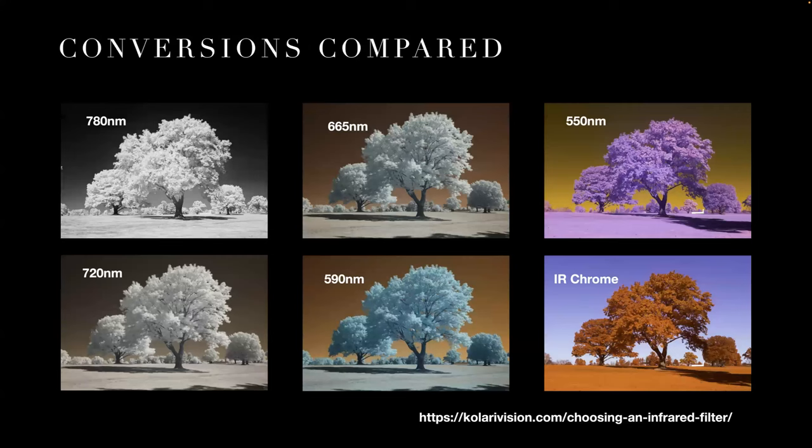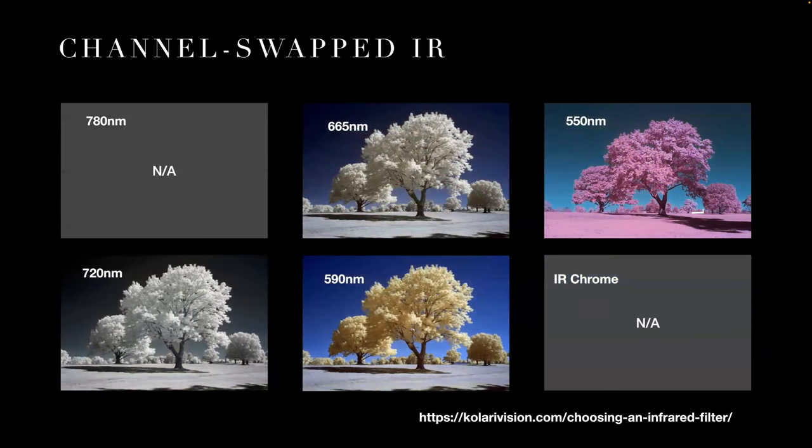So here are some conversions compared. 780, this is standard. This is what you would get out of the camera, assuming that it was white balanced properly, or quote unquote properly. 780, 720, you can see as you go down the spectrum, you get more and more color. And then this IR chrome, which is this unique look where you get the blue sky and a very blood red foliage or anything that reflects infrared. And if you take these images and perform what's called channel swapping, where you switch the red and blue channels, usually in Photoshop, you get this look. Now it doesn't work with 780 or IR chrome. Those you don't do this with.